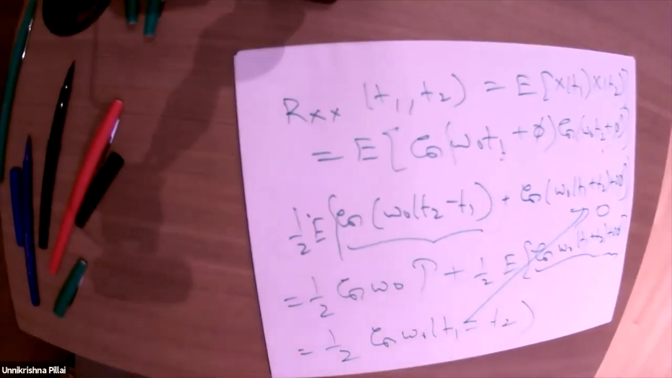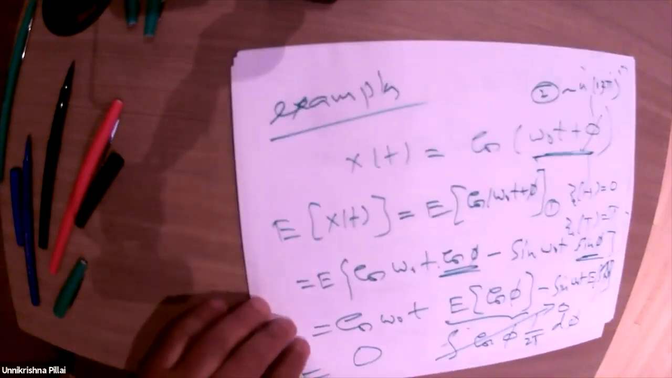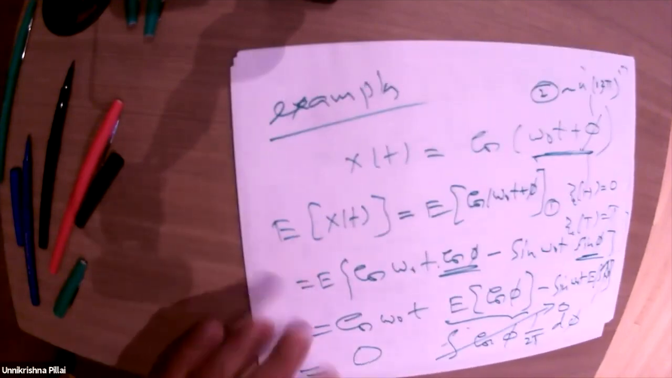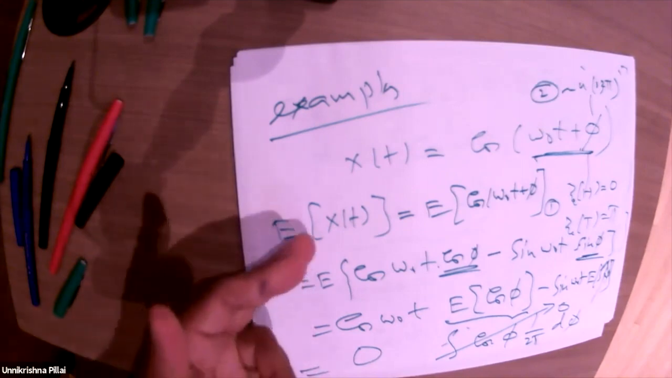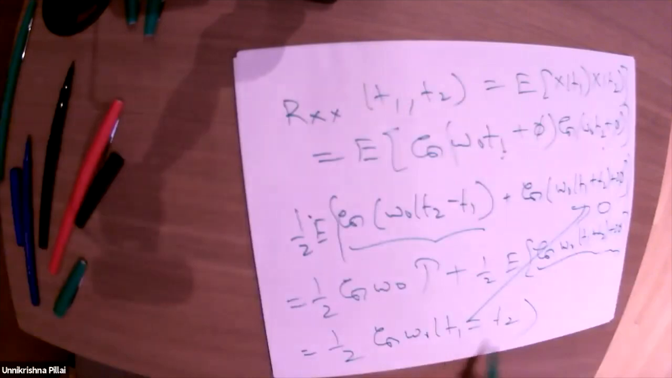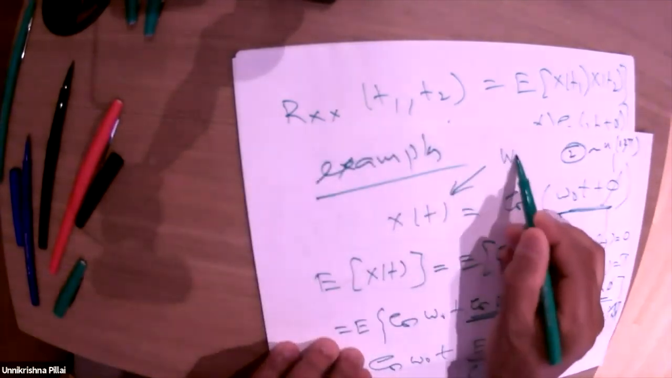So what kind of process is this? Anybody? What kind of process is this process? SSS? I didn't even discuss any of the density function. I just showed the mean is a constant. Autocorrelation depends on t1 minus t2. So what can you conclude? That it's stationary. That's all you can conclude. Why did you say SSS? So this is a wide sense stationary process, not the original one, this one.